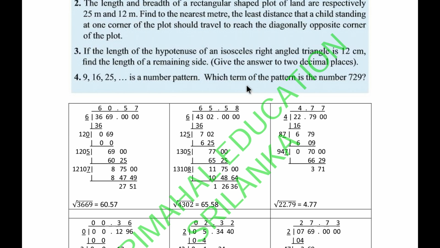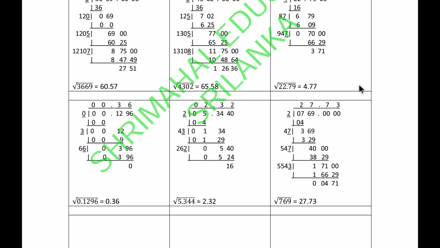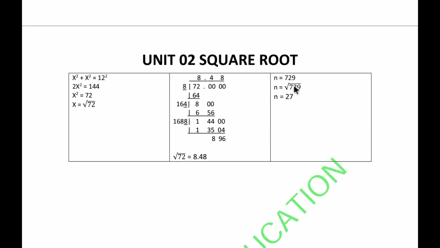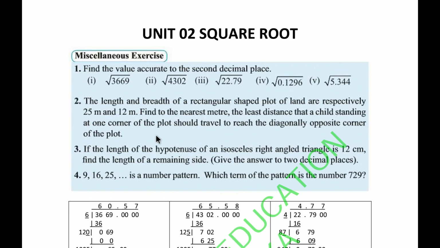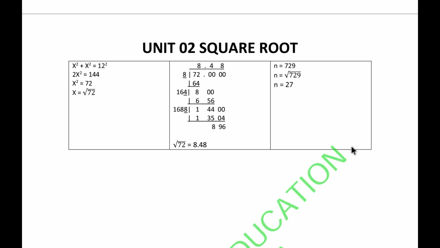Then to find that term, you need to subtract 2 from the term number. So after you calculate the root of 729, you get 27. But the answer is not 27 because the first two terms are not there. So you need to subtract 2. So the answer is 27 minus 2, that's 25.